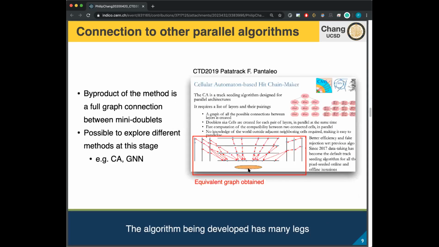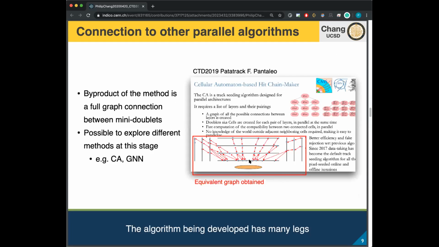Slide 9. This kind of segment linking has a lot of connection to other parallel algorithms. Once you build all the segments by putting the mini doublets together, the byproduct of the method is that it gives you a full graph connection between all the mini doublets. And so, for example, on the right-hand side, I'm showing you a screenshot from the PataTrack presentation from last year's Connecting the Dots workshop.